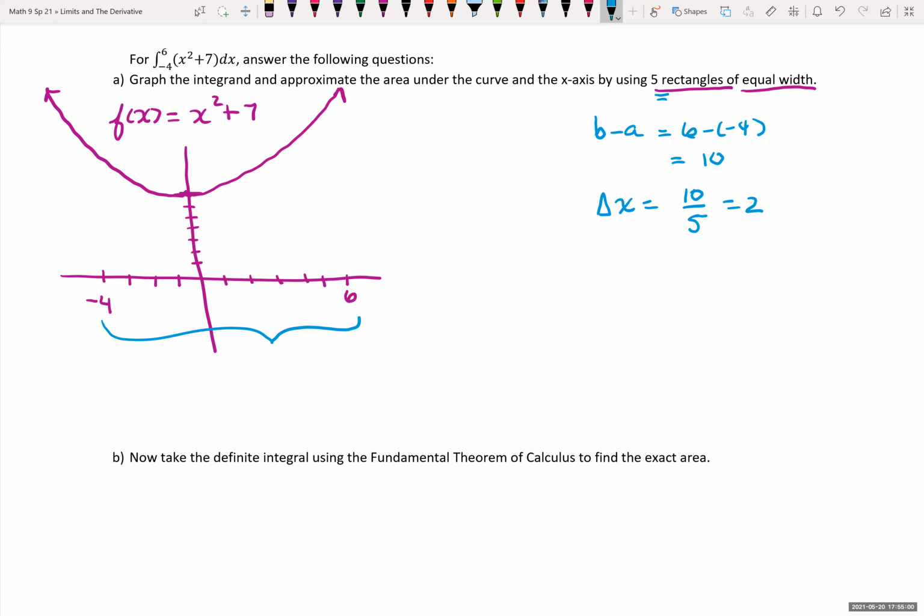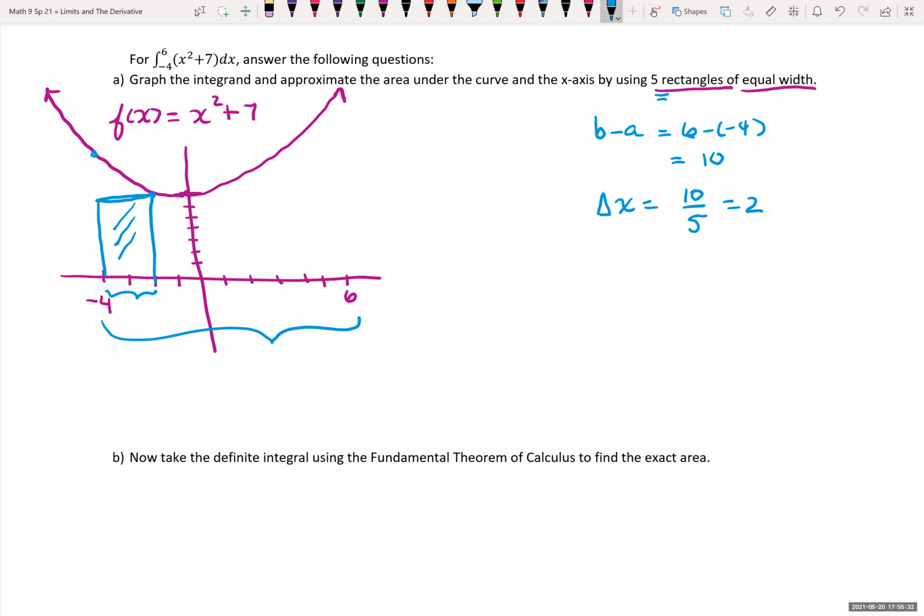Okay, so this width has to be 2, starting at -4. So adding 2 goes us to -2. I can either have the height of my rectangle be this left-hand side when I'm hitting the graph, or this right-hand side. So you've got to just choose one. So let's just do the left or right. Oh, that's the right.